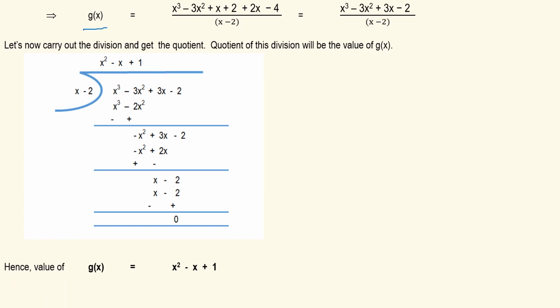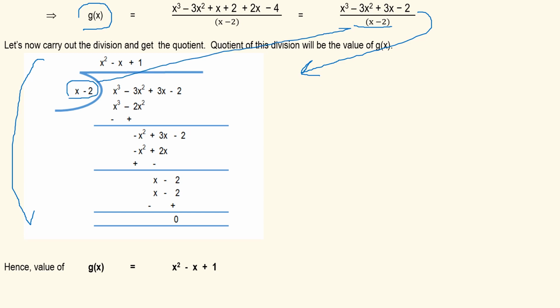So now we know that the g(x) value can be obtained by dividing the polynomial x cube minus 3x square plus 3x minus 2 by x minus 2. So let's carry out the complete division, and this division is carried out here, and the steps are elaborated in this diagram. Here x minus 2 is our divisor, which is the denominator in this expression here. Our dividend is x cube minus 3x square plus 3x minus 2, which is the numerator from this expression here.